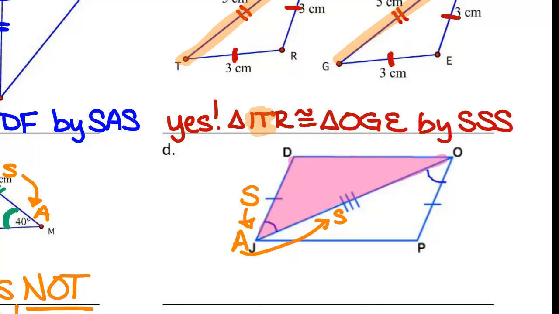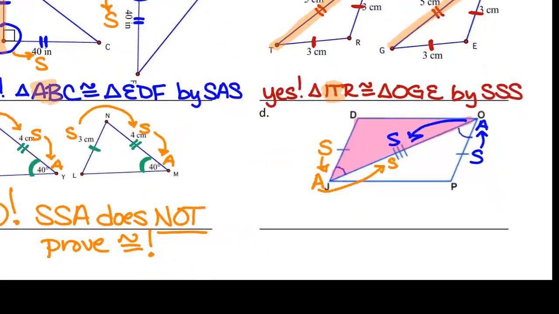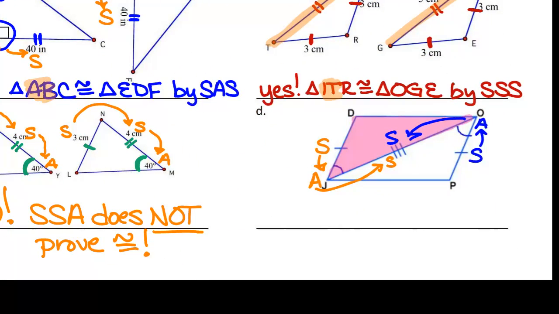That's another side. When I look at the white triangle, I could start here. I can't start here because it's not marked as congruent, and I can't start here because it's not marked as congruent. So I have a side, and then an angle, and then a side. Are these two triangles congruent? Yes.